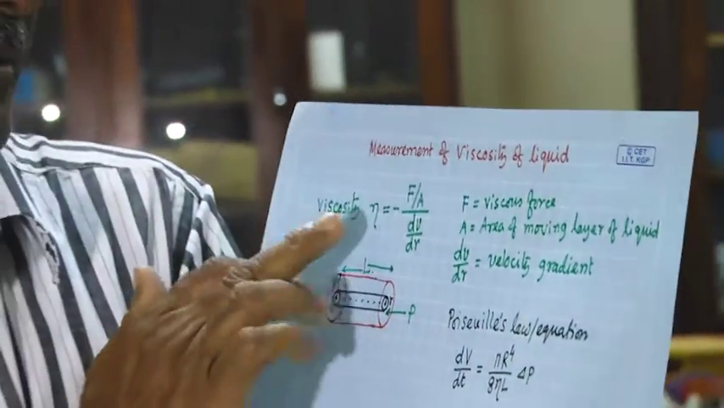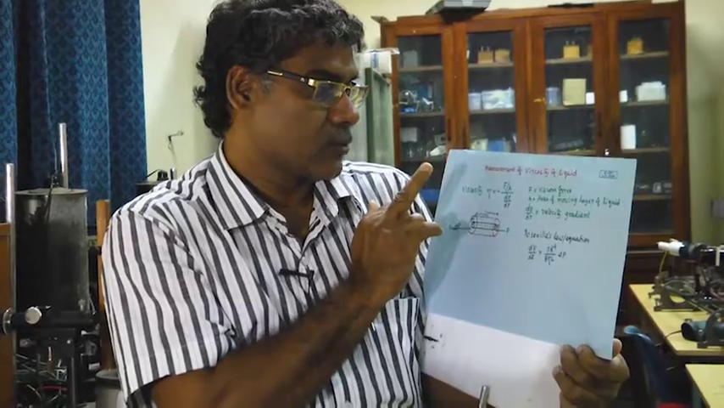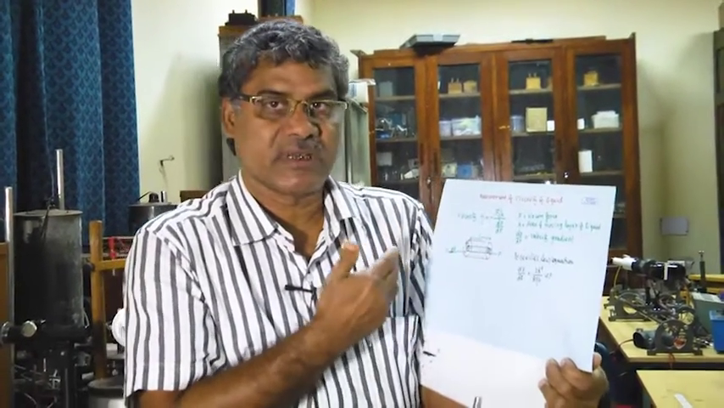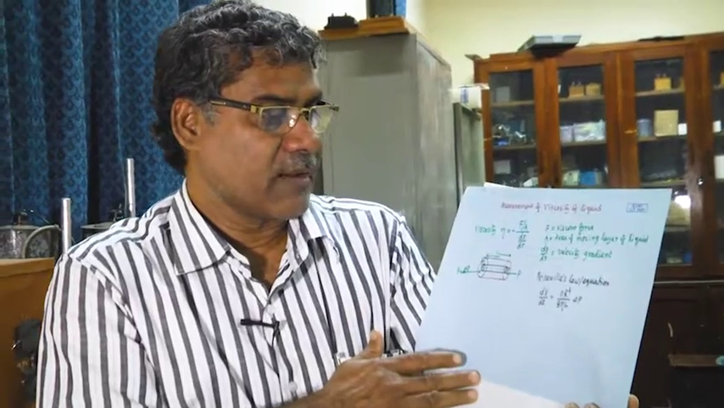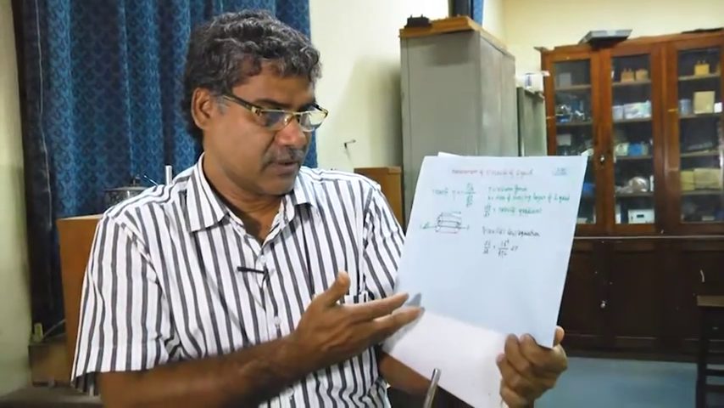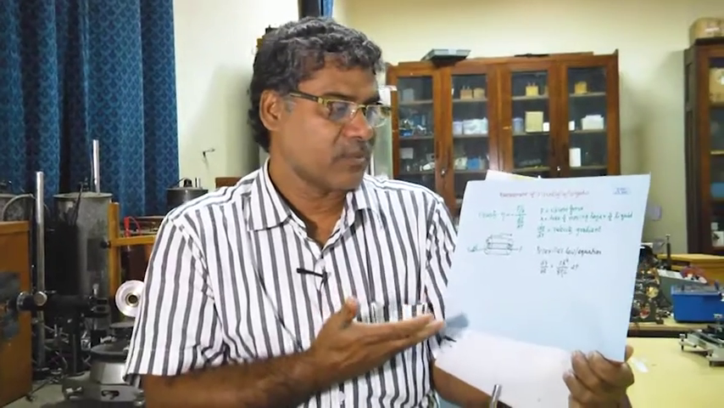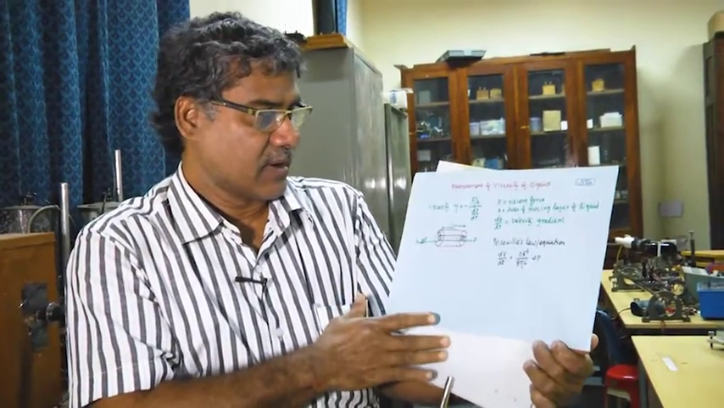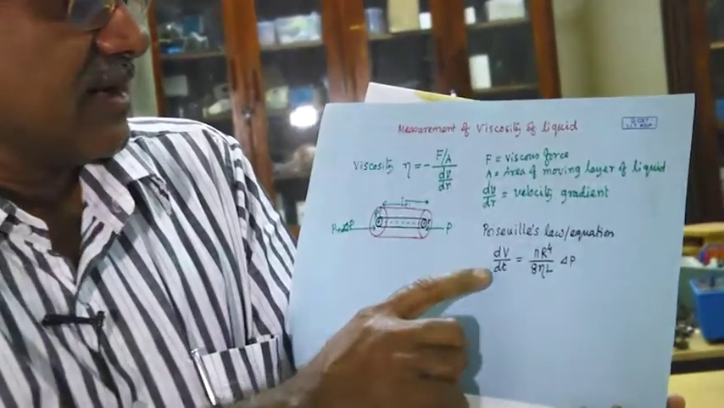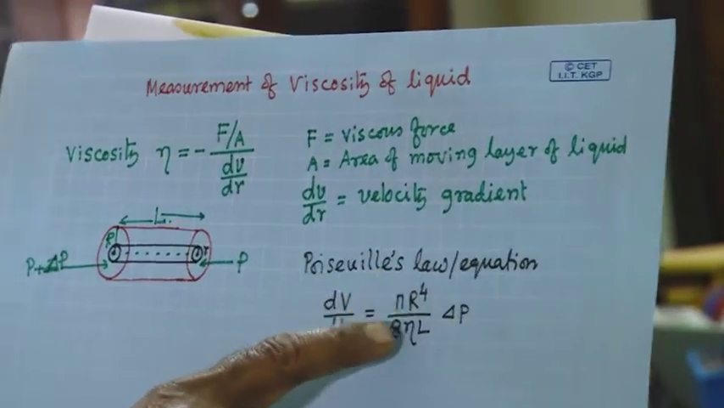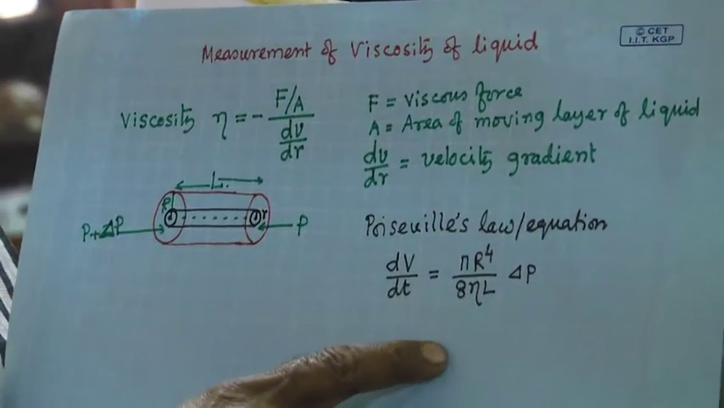We want to measure the viscosity of a liquid. Here we will choose water, so we will measure the viscosity of water. We have to develop the theory for an experiment. In which way do you want to do the experiment? First you have to develop the theory. There is Poiseuille's law, or Poiseuille's equation: dV by dt equals pi r to the power 4 divided by 8 eta l times del p.